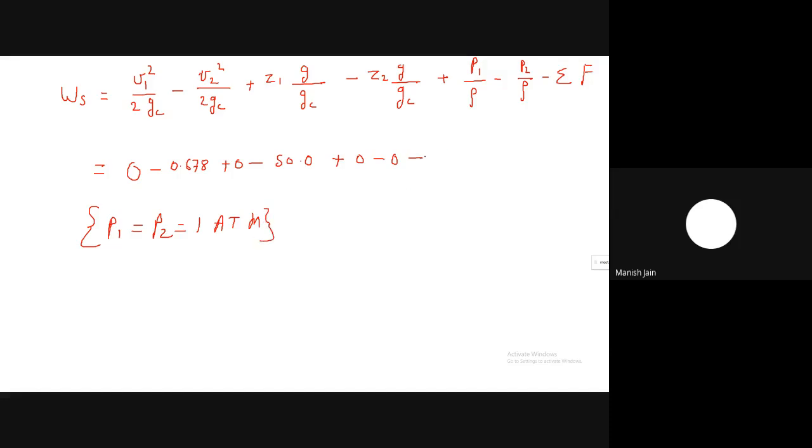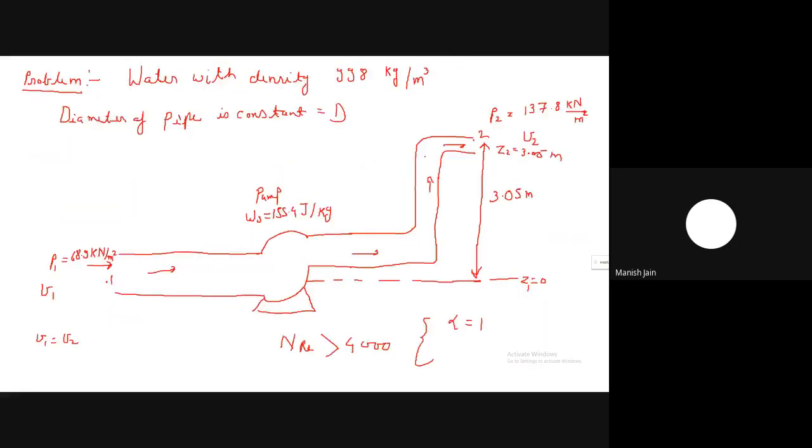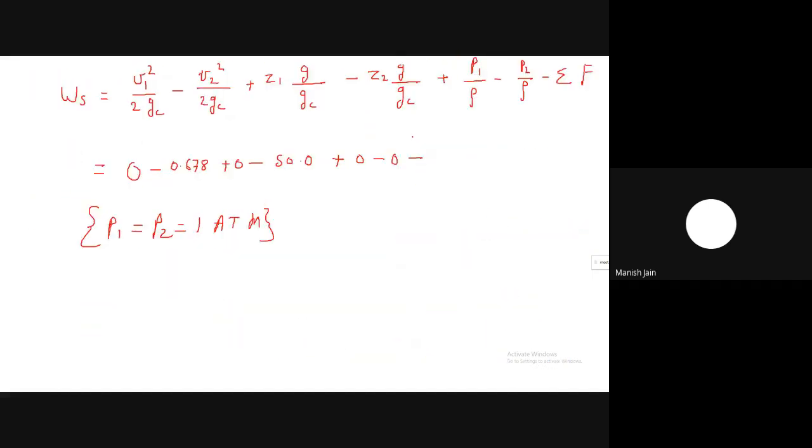Then minus summation of friction losses, which is given in the problem. The overall friction loss is given in the problem, equal to 10 feet per pound force, lbf, in the FPS unit. So here you use minus 10. When you solve this, it will come to minus 60.678. This is the value of Ws.